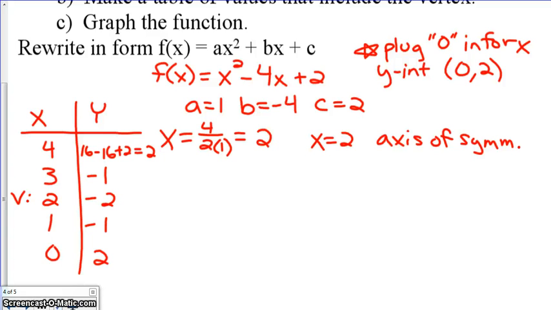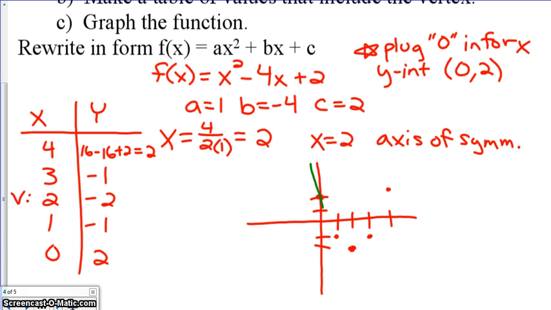And lastly, when we graph it, we're going to plot our points. So we plot our vertex at 2, -2, and then we have a point at 1, -1, and 3, -1, and then 0, 2, and 4, 2. And there is your parabola.